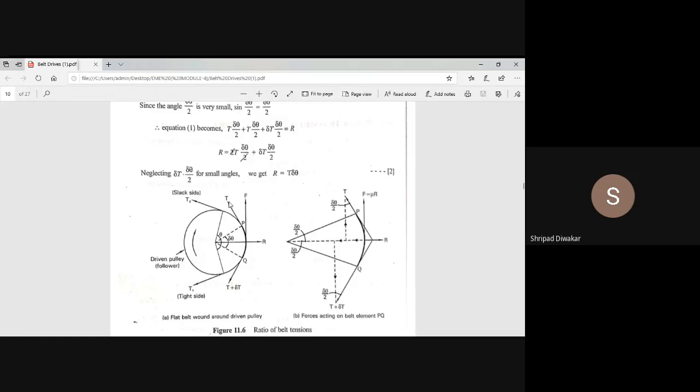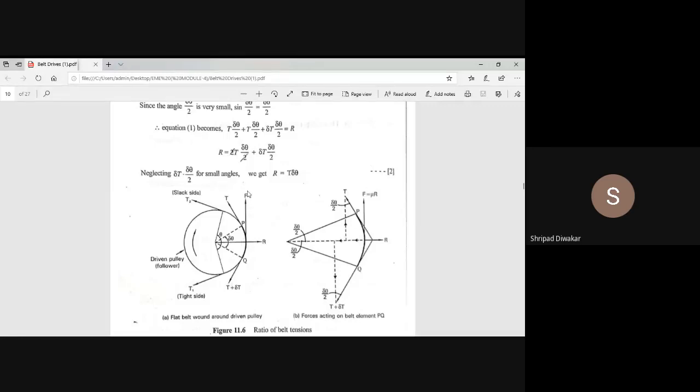So T is the tension or force acting on the slack side, whereas T plus delta T is the tension or force acting at the tight side of the belt. First one is T, T plus delta T. Apart from this one, we are having the normal force acting, that is represented by F. You see the diagram. F is the normal force acting.